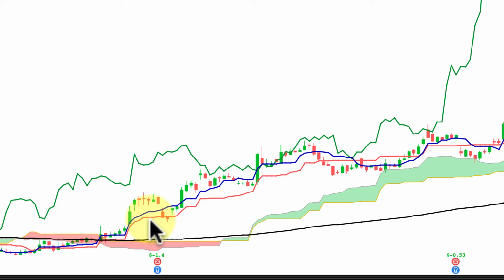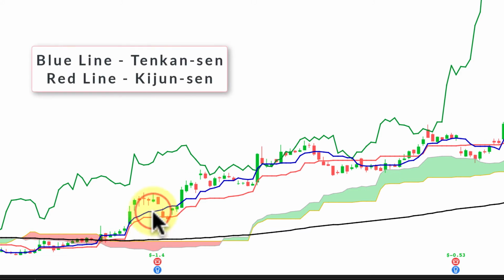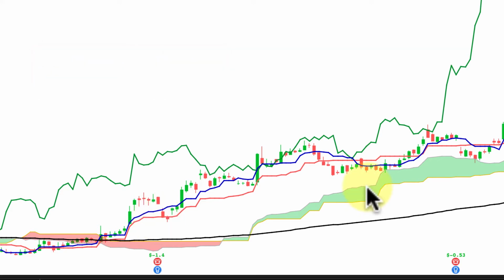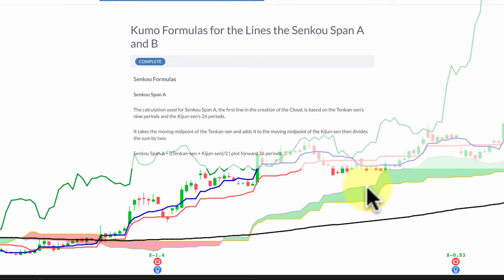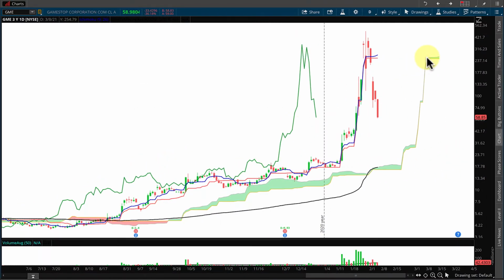It is just helping you to see, based upon past market action, here's what is going on based on these calculations. The blue line is called the Tenkan-sen, and the red line is called the Kijun-sen. But to keep things nice and simple, I'll just be calling them the blue line and the red line. The top line of the cloud is made from the Tenkan-sen and the Kijun-sen, the blue line and the red line. It looks back at the Tenkan-sen and Kijun-sen over the last 26 periods and divides it by 2 and then plots it 26 periods into the future.